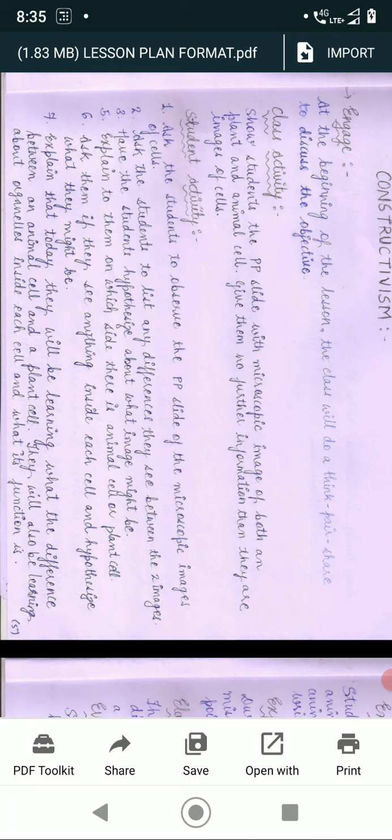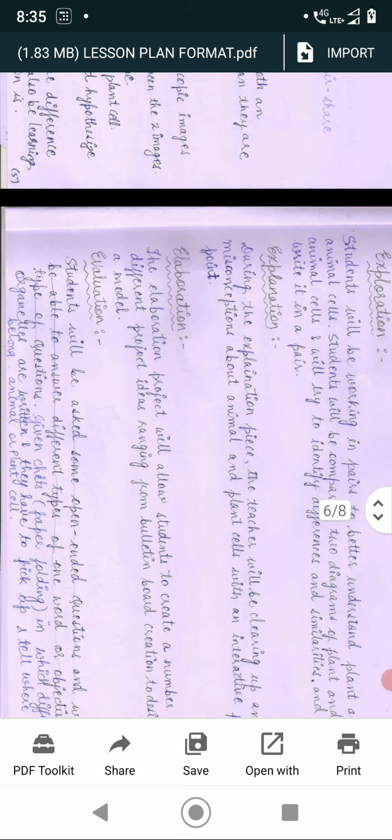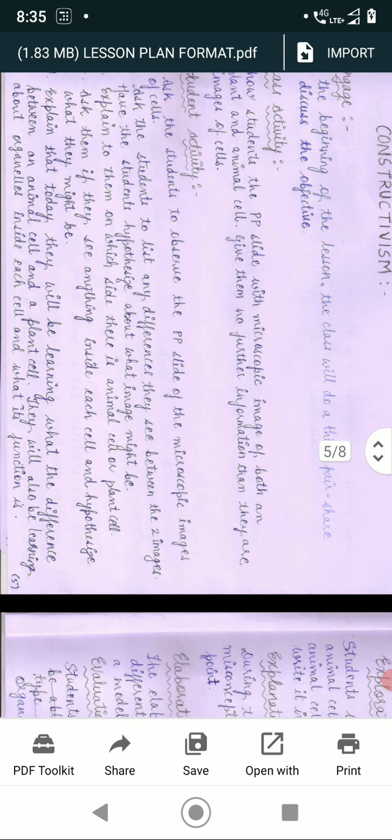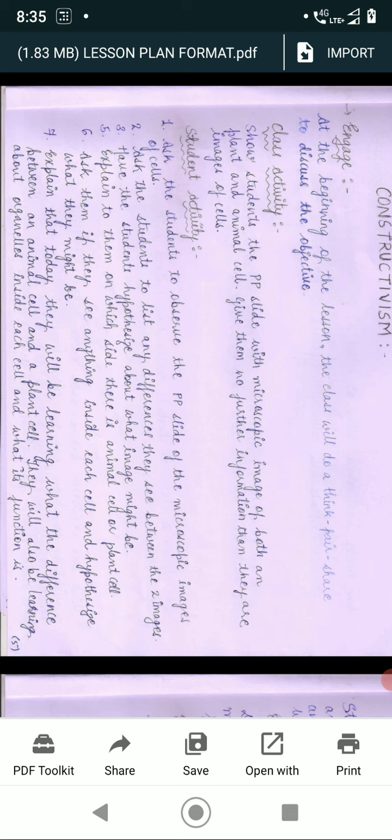Now, as we have taken constructivism as our approach, we will take some points. We already know that the subparts of constructivism are engage, exploration, explanation, elaboration, and evaluation. Now, when we are engaging the students, as we are discussing the chapter cell, we will see how we are going to engage. At the beginning of the lesson, the class will do a think, pair, share to discuss the objective. If we want to give an activity to the class, we'll show students the PPT slide with the microscopic image of both a plant and animal cell.